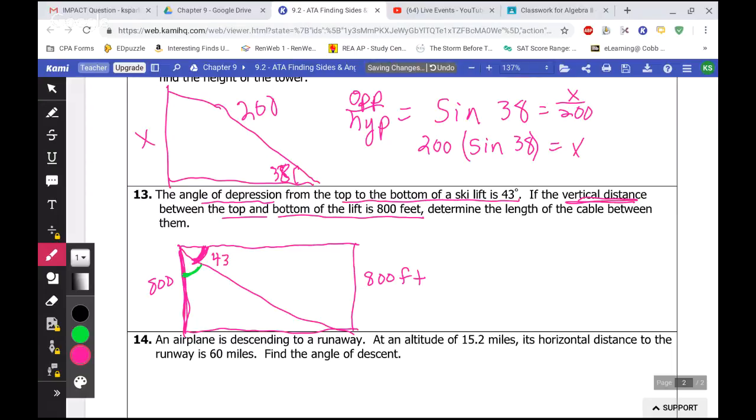Now, if you were drawing it like we were before, then you would take that complementary angle, which would be 90 minus 43, which is 47. If you were going to use the trig ratios to find out this one. But the angle of depression is the one from the top to the hypotenuse that's formed. Does that make sense? Not really.